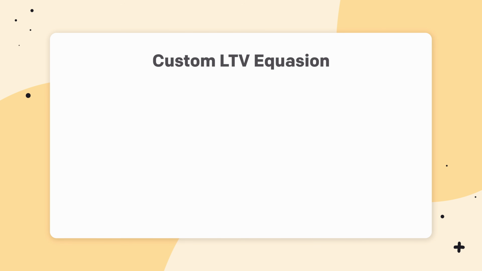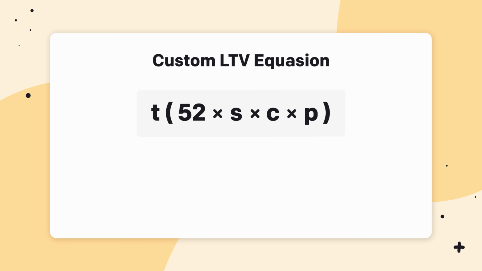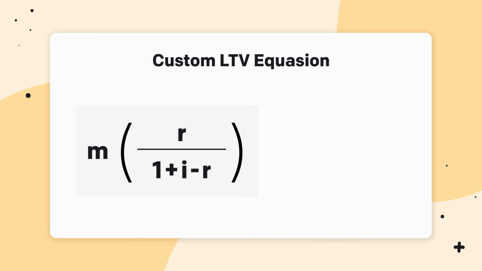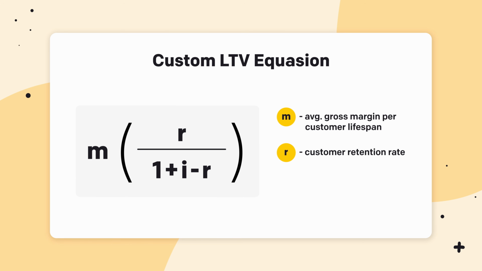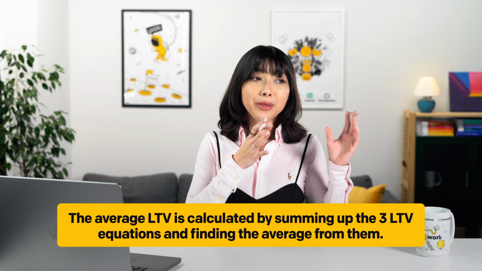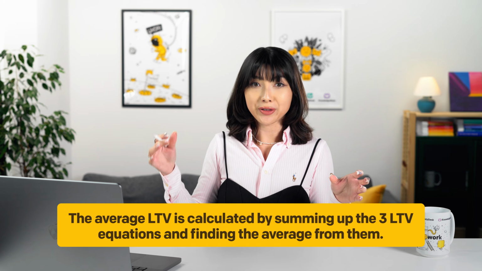The custom LTV equation is T multiplied by 52 times S times C and times P. We also calculated S and C earlier. As for P, it's the profit margin per customer. Lastly, the traditional LTV equation: M times R over 1 plus I minus R, which is the average gross margin per customer lifespan times the customer retention rate over 1 plus the rate of discount minus customer retention rate. Like I said, the average LTV is calculated by summing up 3 LTV equations and finding the average from them.